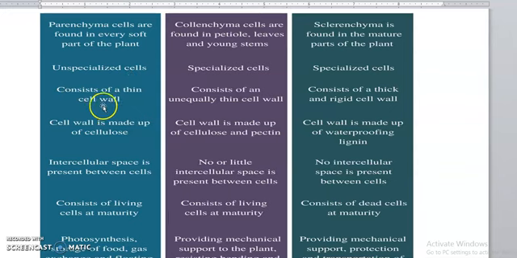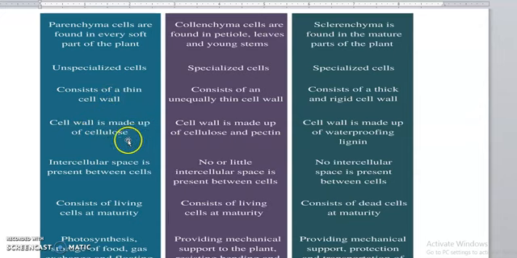They consist of a thin cell wall, and this is related to the first part here. When I say it's a thin cell wall, it means it gives the plant the ability to be soft, as mentioned here. When I say soft or thin cell wall, expect that at this level the part of the plant is able to bend, okay?